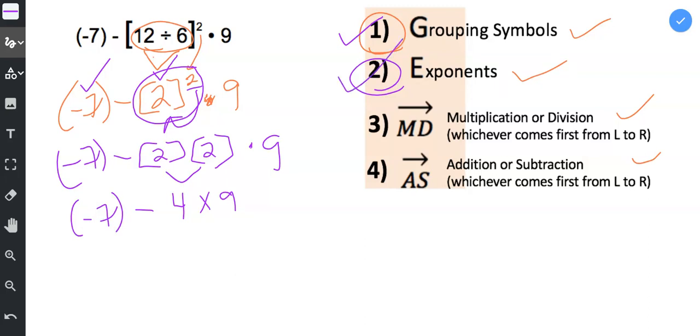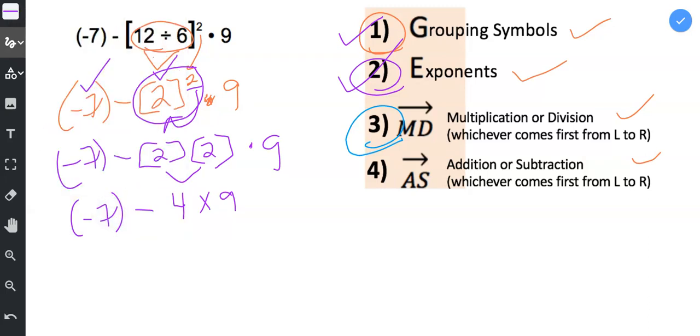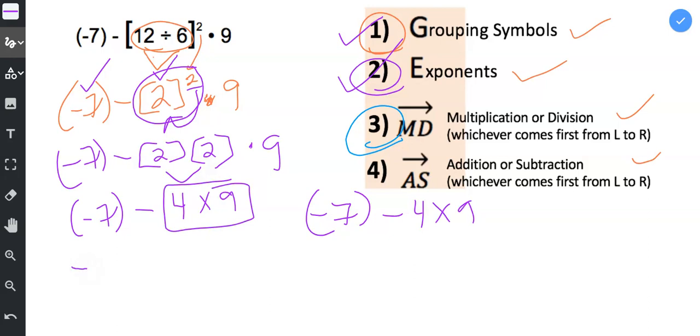Now I'm moving on to multiplication and division. So I see multiplication right here. Now I'm going to actually, you know what? Let me write this 2 times because I'm going to show you 2 different ways to do this. All right, option 1. I multiply 4 times 9 and I get 36. That's one option.